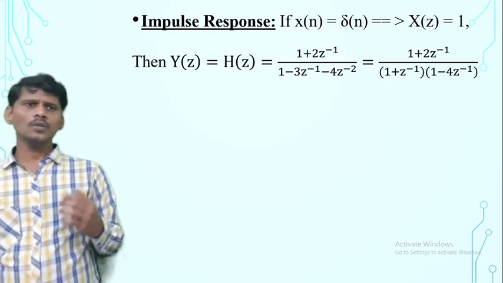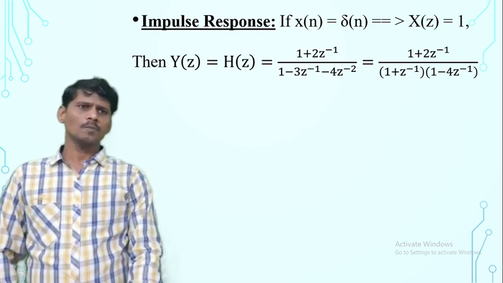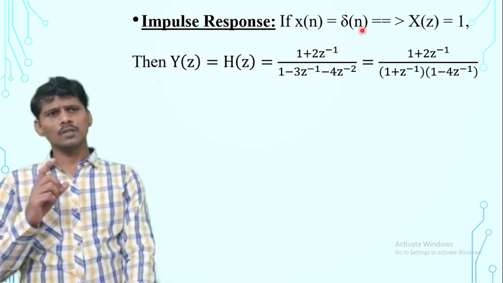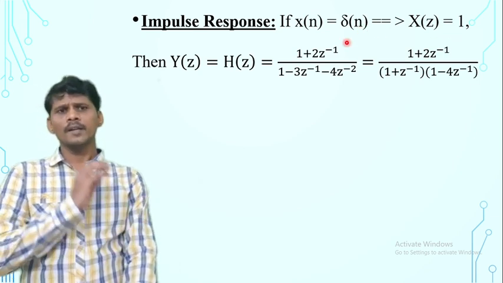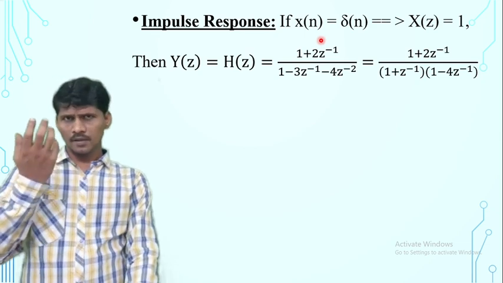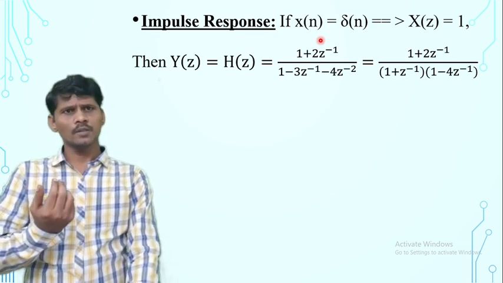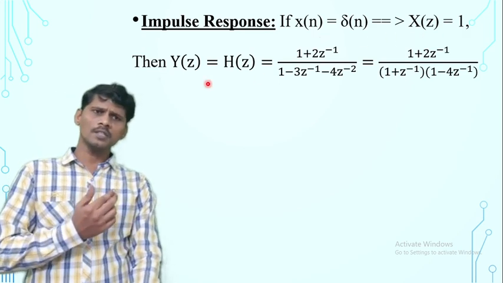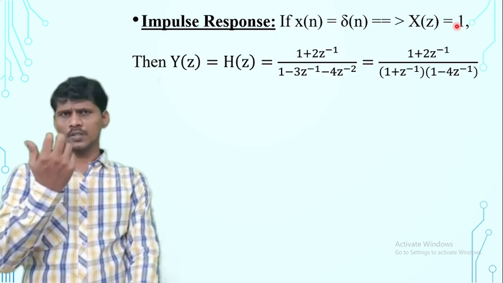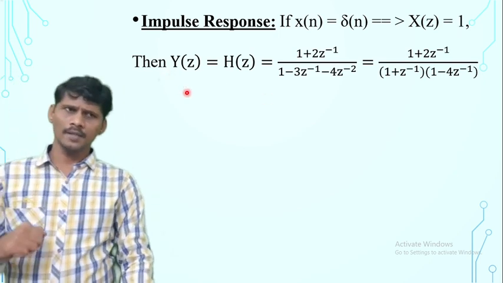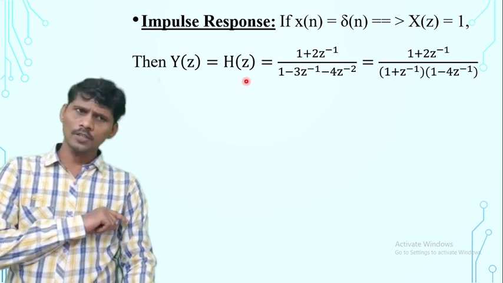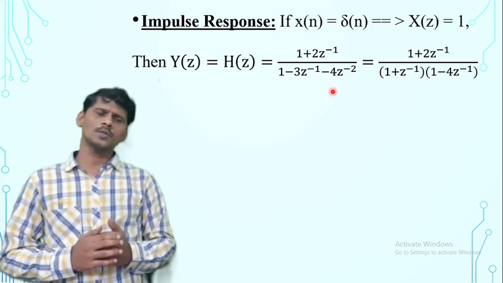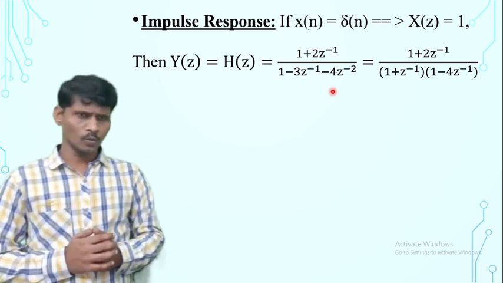So if x of n is equal to delta of n, taking the z transform on both sides, the z transform of x of n is X of z, and the z transform of the unit impulse function is 1. Applying this condition to the above system function, for the impulse response case, X of z is equal to 1. Applying this into the above equation, we get Y of z by X of z, with X of z equal to 1 here. So that is equal to H of z equal to (1 plus 2 z inverse) by (1 minus 3 z power minus 1 minus 4 z power minus 2).